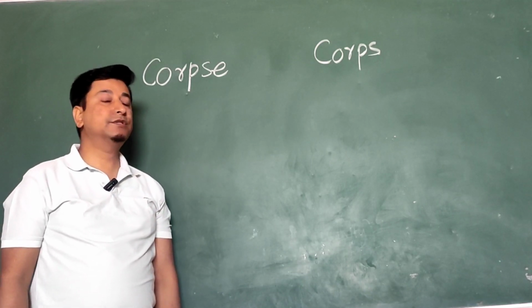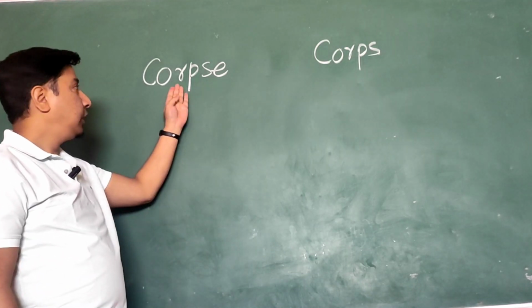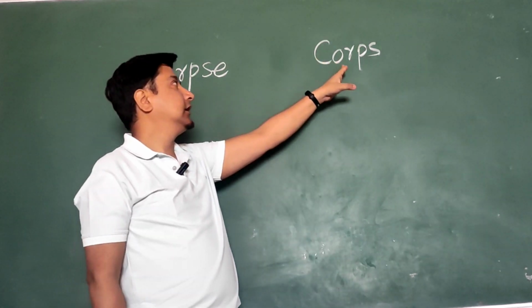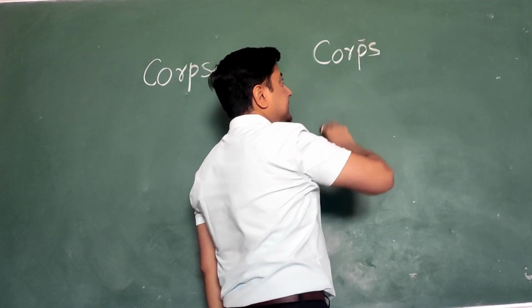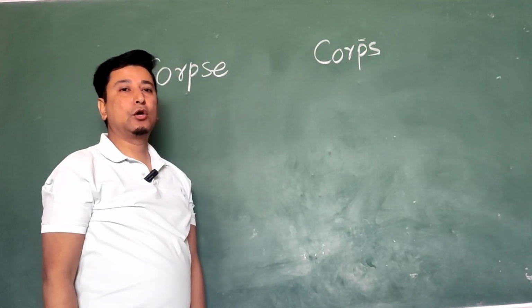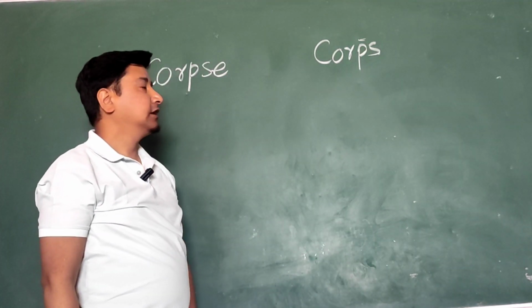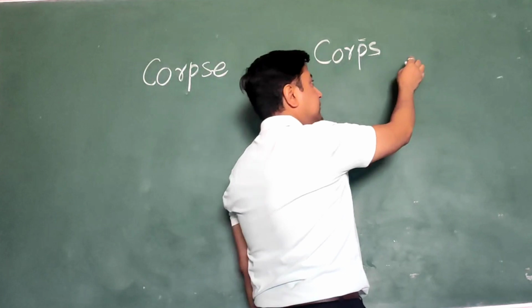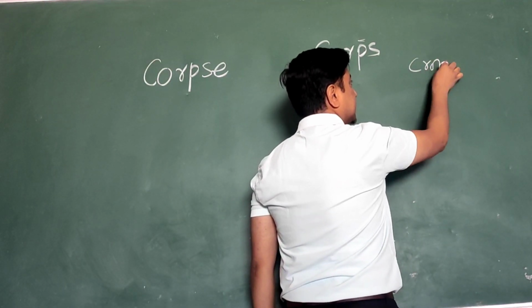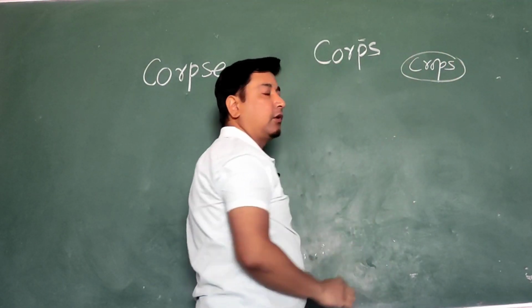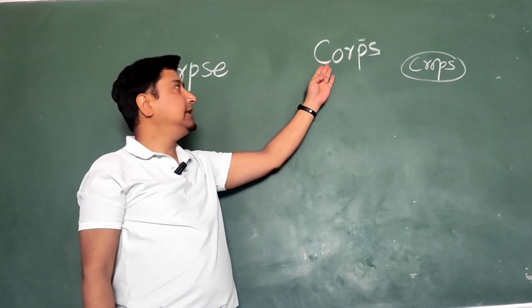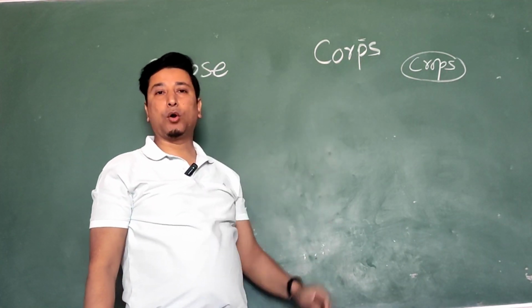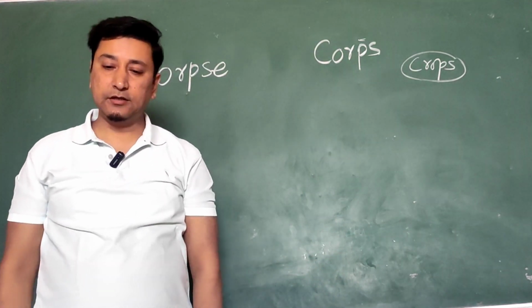The first confusing words are corpse and corps. Here, the P is silent. We do not say corpus, we say corpse. And we can't even pronounce it as crops because that would be wrong. So the actual pronunciation of this word C-O-R-P-S is corpse. So what is the difference here?